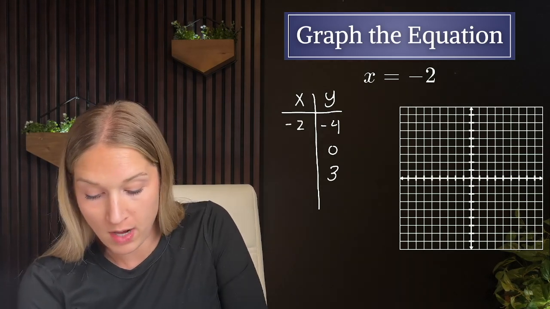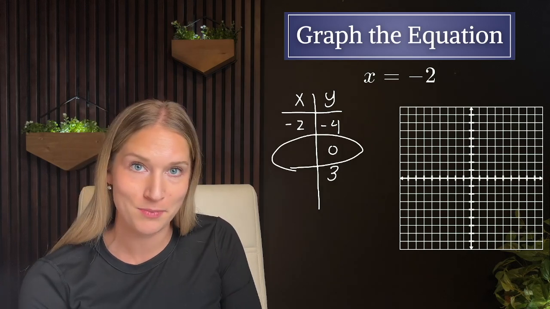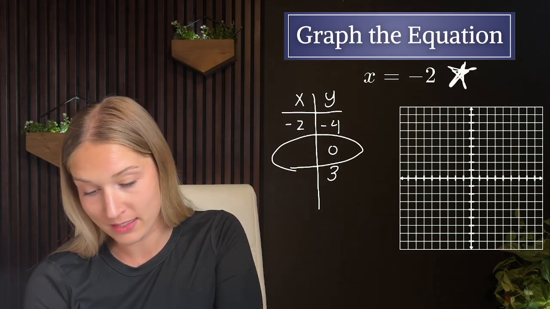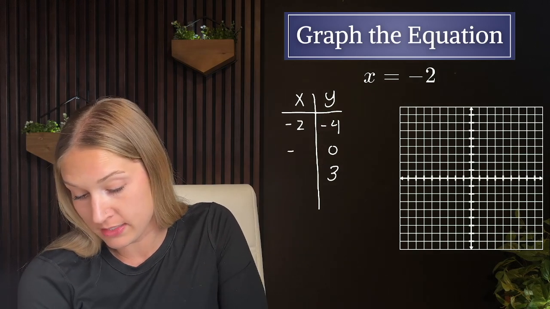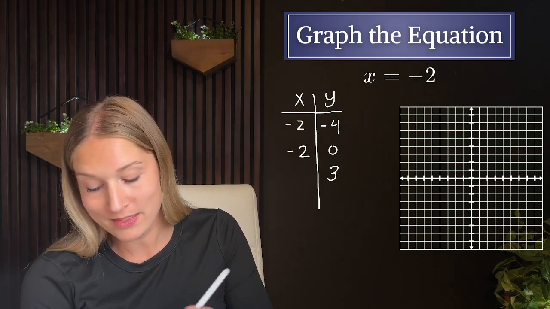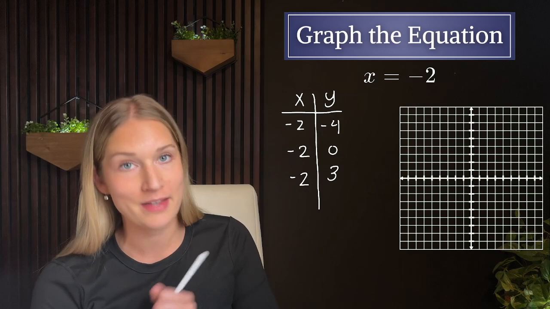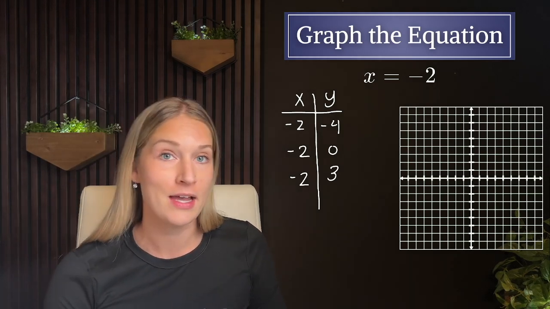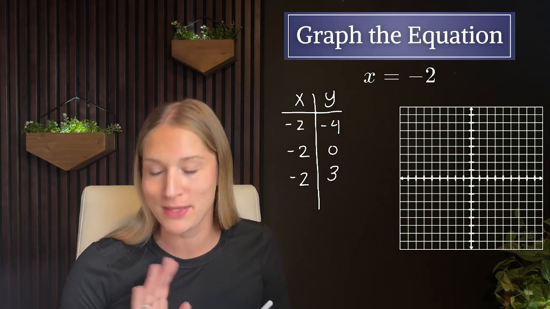So what about when y is 0? What's your x going to be? Well, we go back to our equation here. X is -2. So I don't care that y is 0. X is -2. And same thing when y is 3. X is -2. So now I take these values. This is more than enough. I can have a few more if I want, but this is plenty.